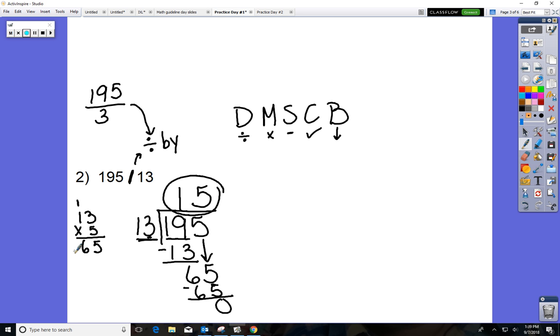Sometimes you may need to play with numbers to the side in order to divide correctly. If you get something that's higher than 65 in this case, you would lower this number. And if you get something that's lower than 65, you would want to try to move up a number and see if it gets you too high.